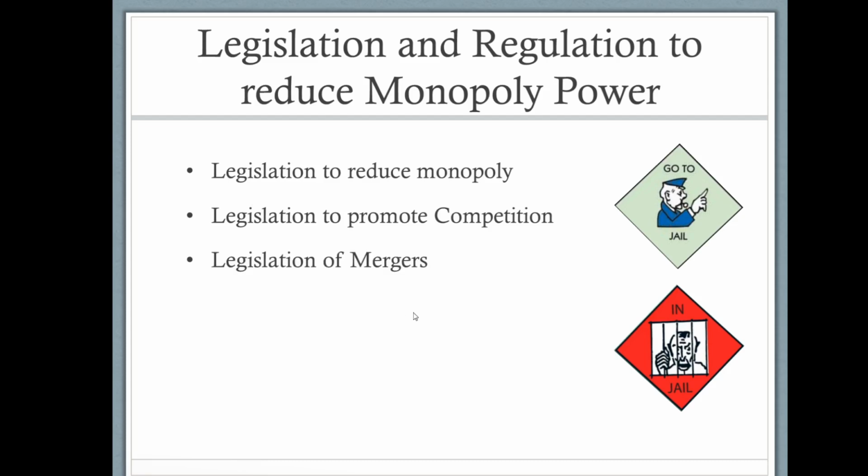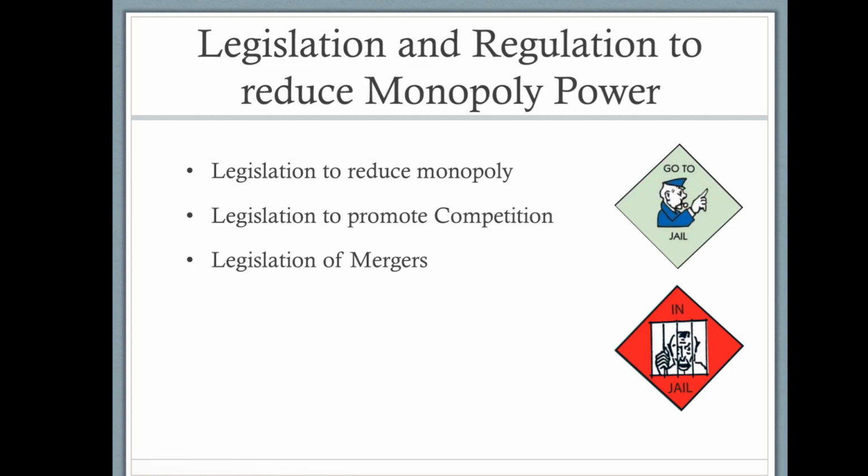And also, we can control the mergers. Do you guys still remember what the mergers are? Two or more firms merging together, right? Do you still remember how many types of mergers we have? Three types, and what are they? Vertical, horizontal, and conglomerate.